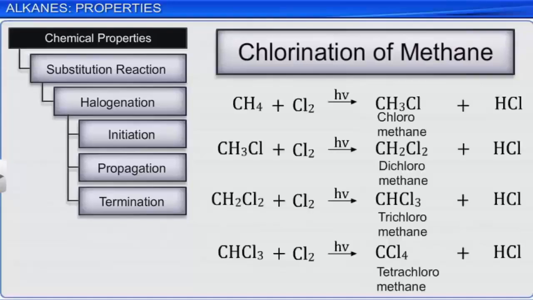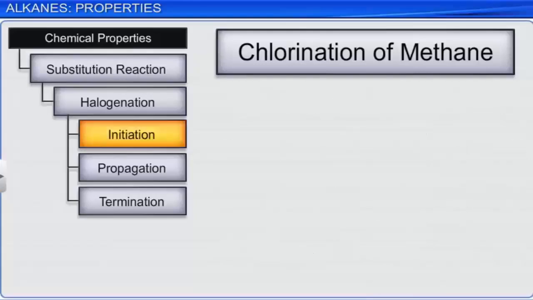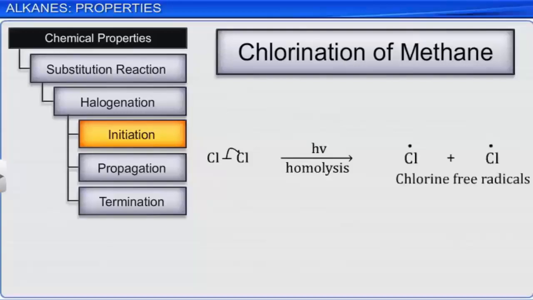During chlorination of methane, the 4 hydrogen atoms of methane are step by step substituted or replaced by chlorine atoms, forming tetrachloromethane as the final product. During initiation, the chlorine molecule is homolyzed in the presence of heat or light, forming chlorine-free radicals. During propagation, 2 reactions take place.